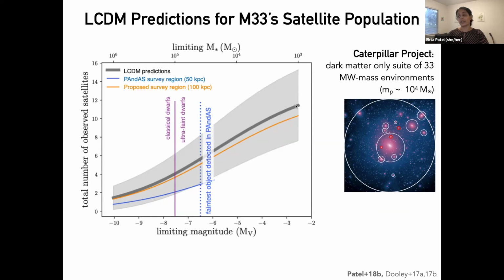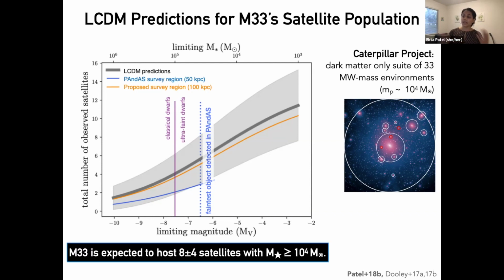The gray curve is showing the number of satellites expected within the full virial volume around M33. So again, if you go down to the depth of PANDA, you would expect maybe a handful of satellite galaxies within the virial volume. And of course, if you go to deeper and deeper magnitudes, those numbers just continue to increase. And this orange curve is showing the results for that 100 kiloparsec region. So this is where 90% of the satellite galaxies might reside. Essentially, rather than looking in the full virial volume, which extends out to 150 kiloparsecs, you should be able to capture and reveal most of the satellites expected around M33 by just shrinking your survey size to about 100 kiloparsecs. So M33 is expected to host about 8 ± 4 satellites with stellar masses of about 10^4 or more.